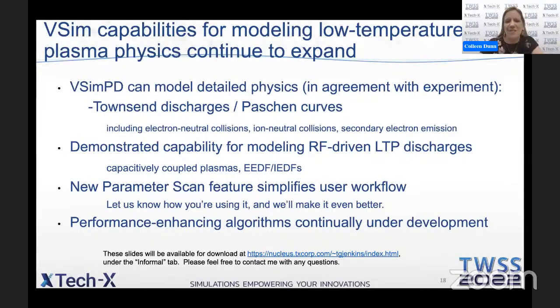Well, thank you so much, Tom, for your presentation. So it looks like we have two questions that have been submitted from the audience. The first question is, how does the Paschen model change when the ionization rate coefficient depends upon E over N?